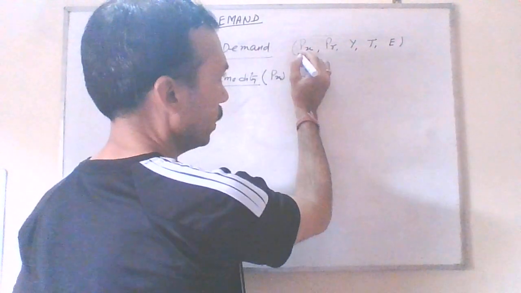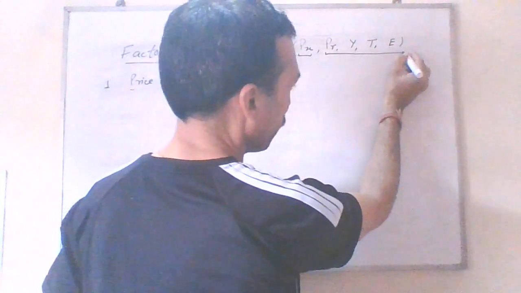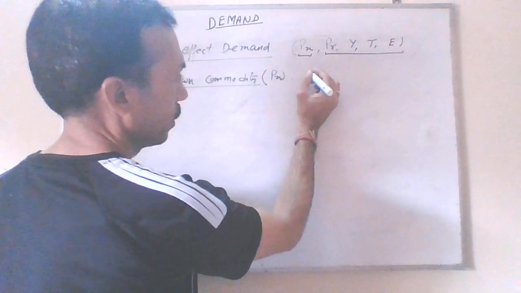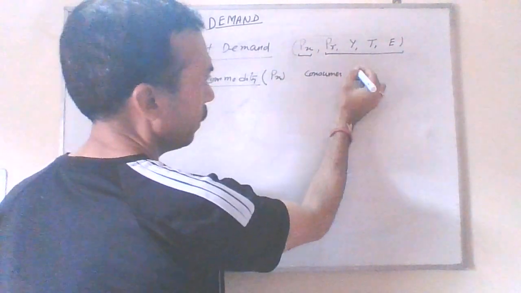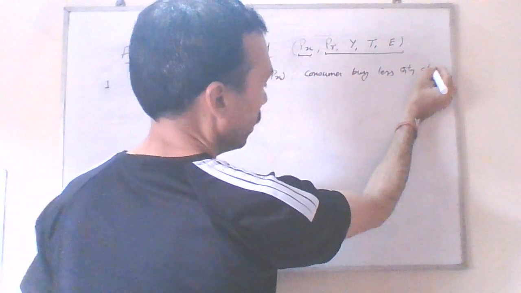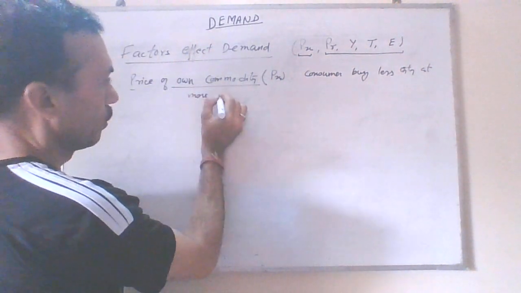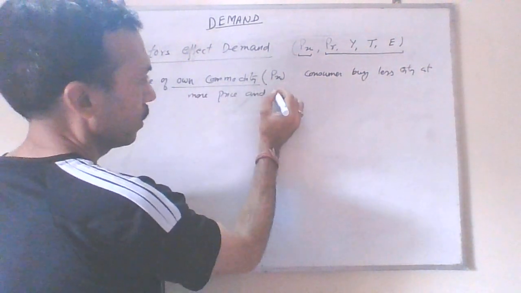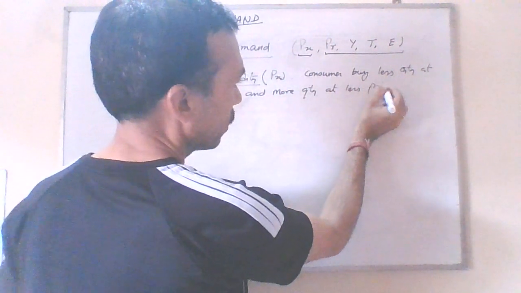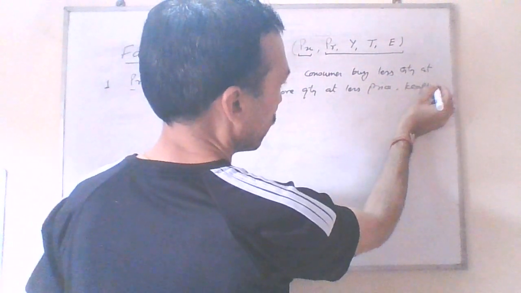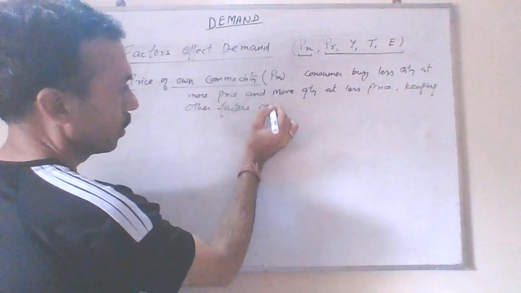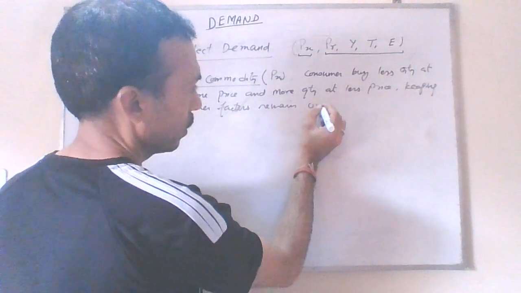So this is the price of the commodity, and these are the factors affecting demand other than the price. Price of own commodity means the consumer buys less quantity at more price and more quantity at less price, keeping other factors unchanged.